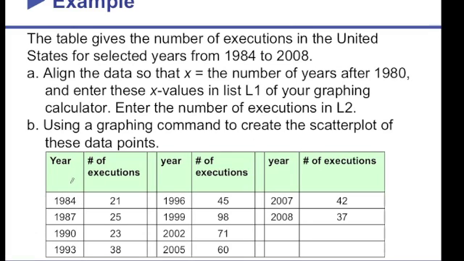So my x values here will be 4, 7, 10, 13, 16, 19, 22, 25, 27, and 28. So those will be the x values that I will put in list L1, and the y values will go in list L2, the number of executions listed here.